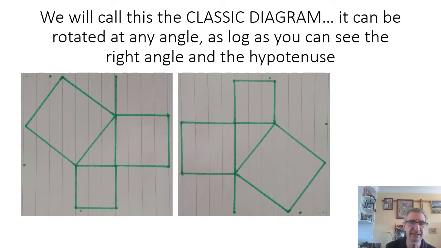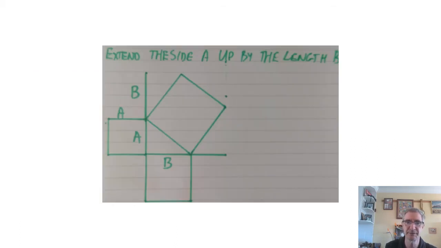Now we can rotate this. So if we rotate it one way or the other, we've still got the right angle, there's the hypotenuse, there is a square on the hypotenuse, and same here. Here's our right angle, there's our hypotenuse, and there is a square on the hypotenuse.